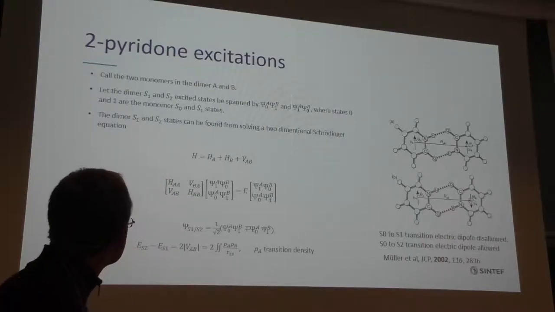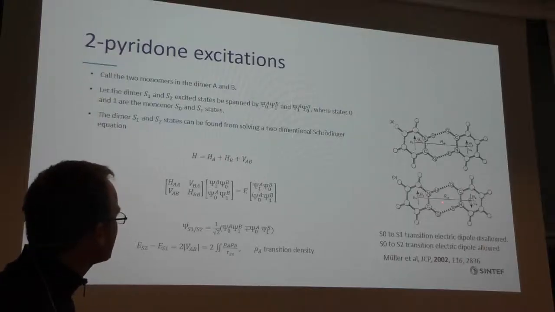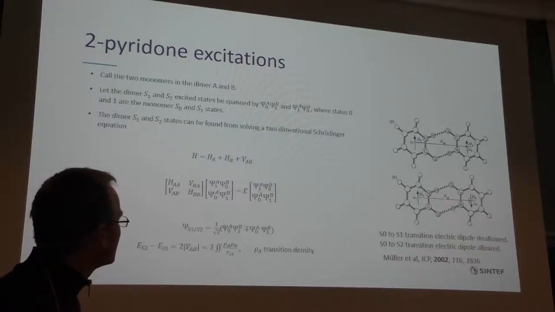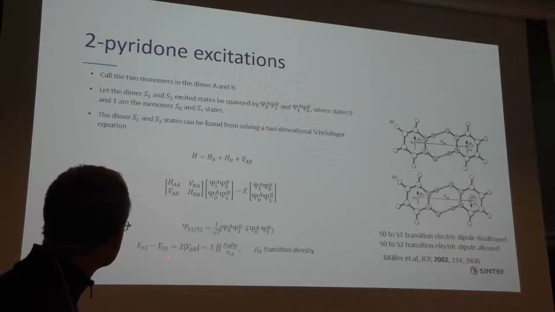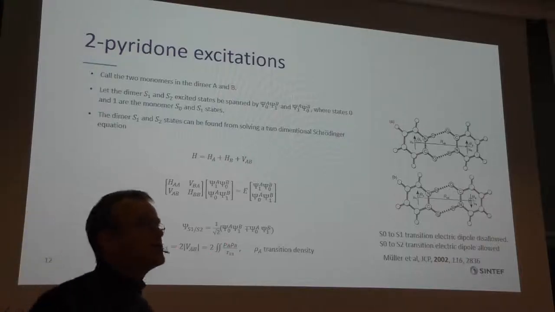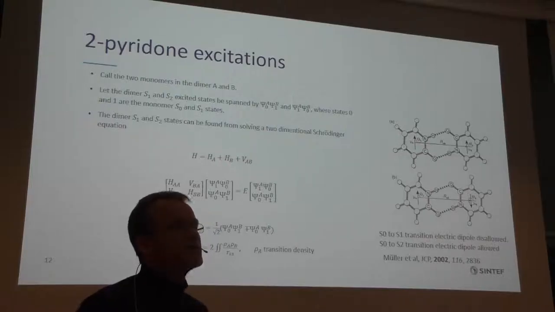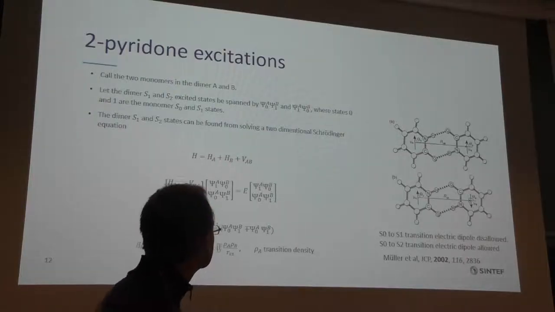And the reason, so basically what people have been interested in is the splitting, the energetic splitting between the S1 and S2 states. And the reason is that the size of the splitting gives the size of the interaction between the transition densities, which is exactly the coupling element that one is also using when computing the excitation energy transfer rate between the two electrons.